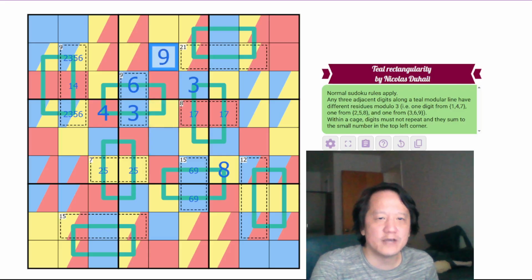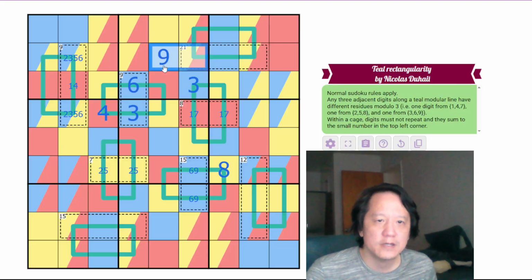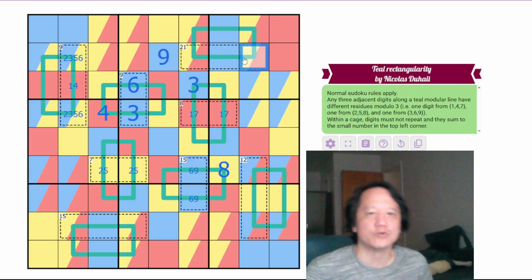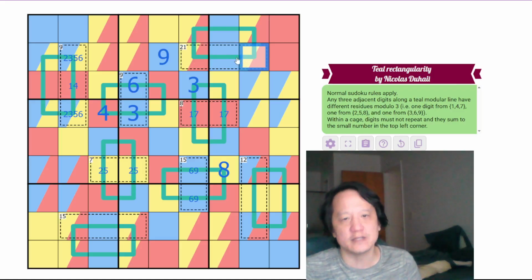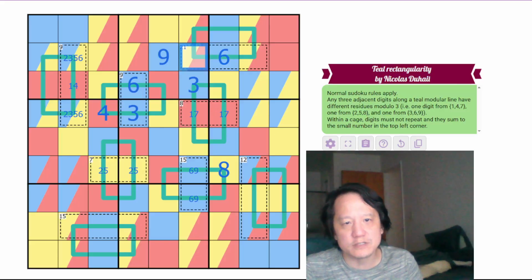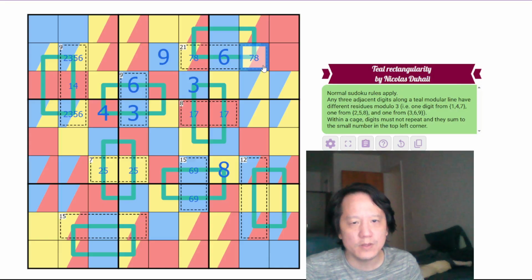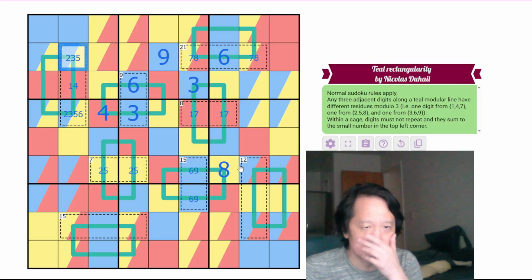That leaves 9 remaining in as the last 0 mod 3 in box 2. That means this cannot have a 9 to add up to 21. So it must be 6, 7, and 8. So this is 6, which makes this a 7, 8 pair remaining. That eliminates 7 and 8 remaining in the rest of the row. And this can't be 6.